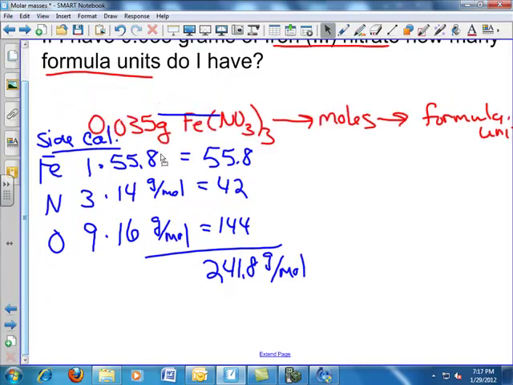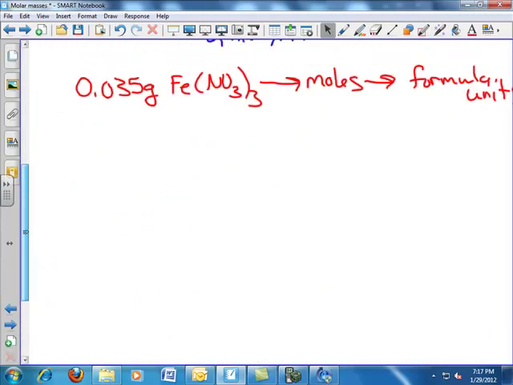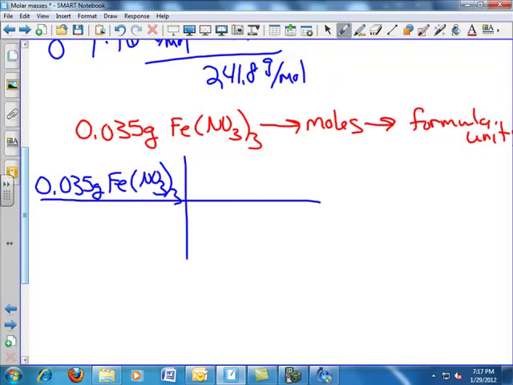Okay, so again, I'm going to see if I can pull this down. Good, I can. Okay, and this is our plan. We want to take those grams to moles, so I'm going to set up my T-box. 0.035 grams FeNO3. And if you're one of those people that got this the first time I did it, okay, then you can probably fast forward right now.